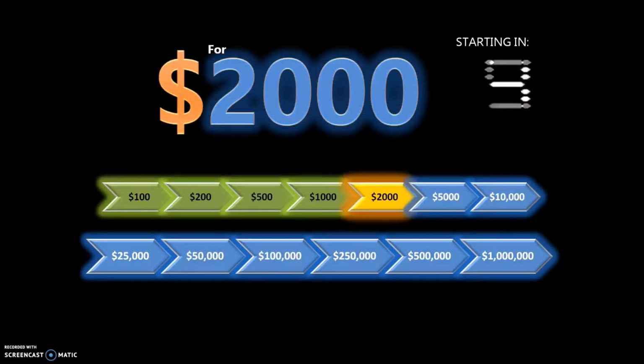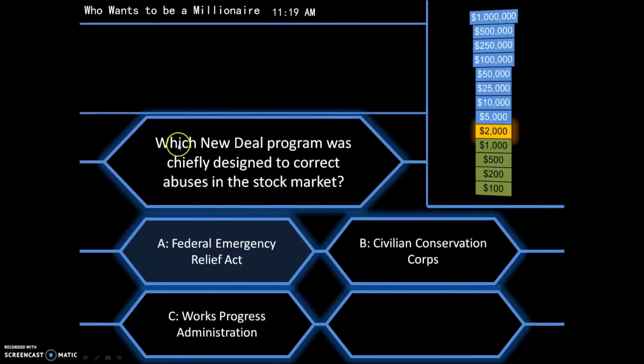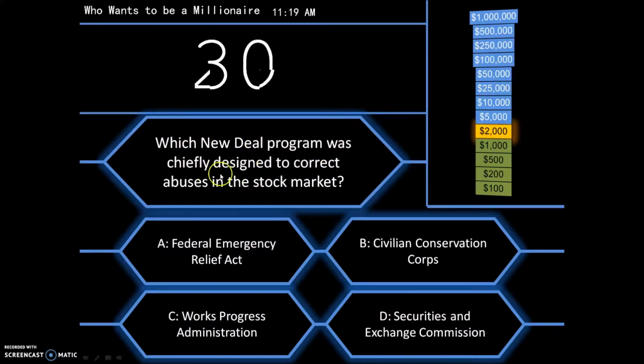Alright, so let's move on now to the next question worth $5,000. Which New Deal program was chiefly designed to correct abuses in the stock market? A. Federal Emergency Relief Act. B. Civilian Conservation Corps. C. Works Progress Administration. Or D. Securities and Exchange Commission.